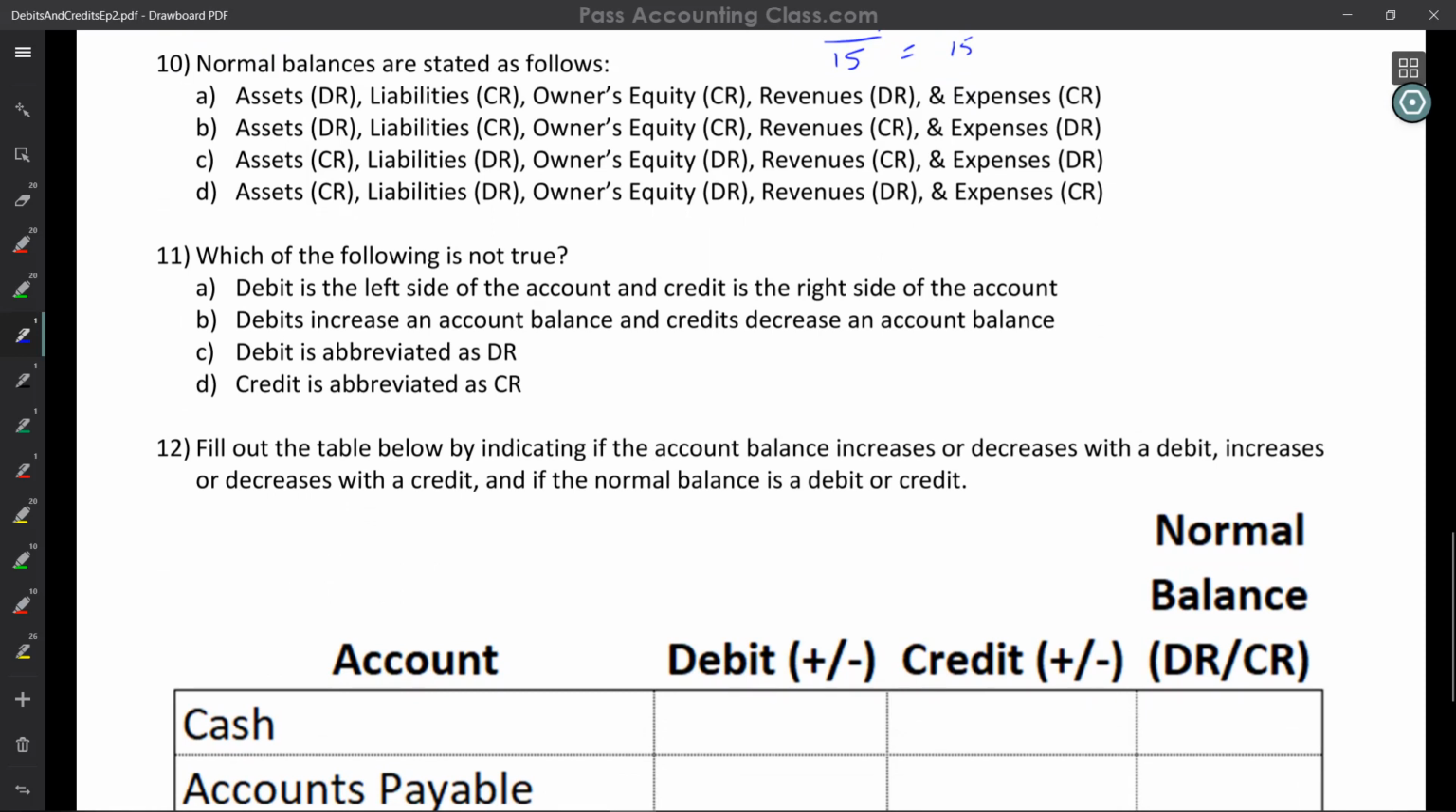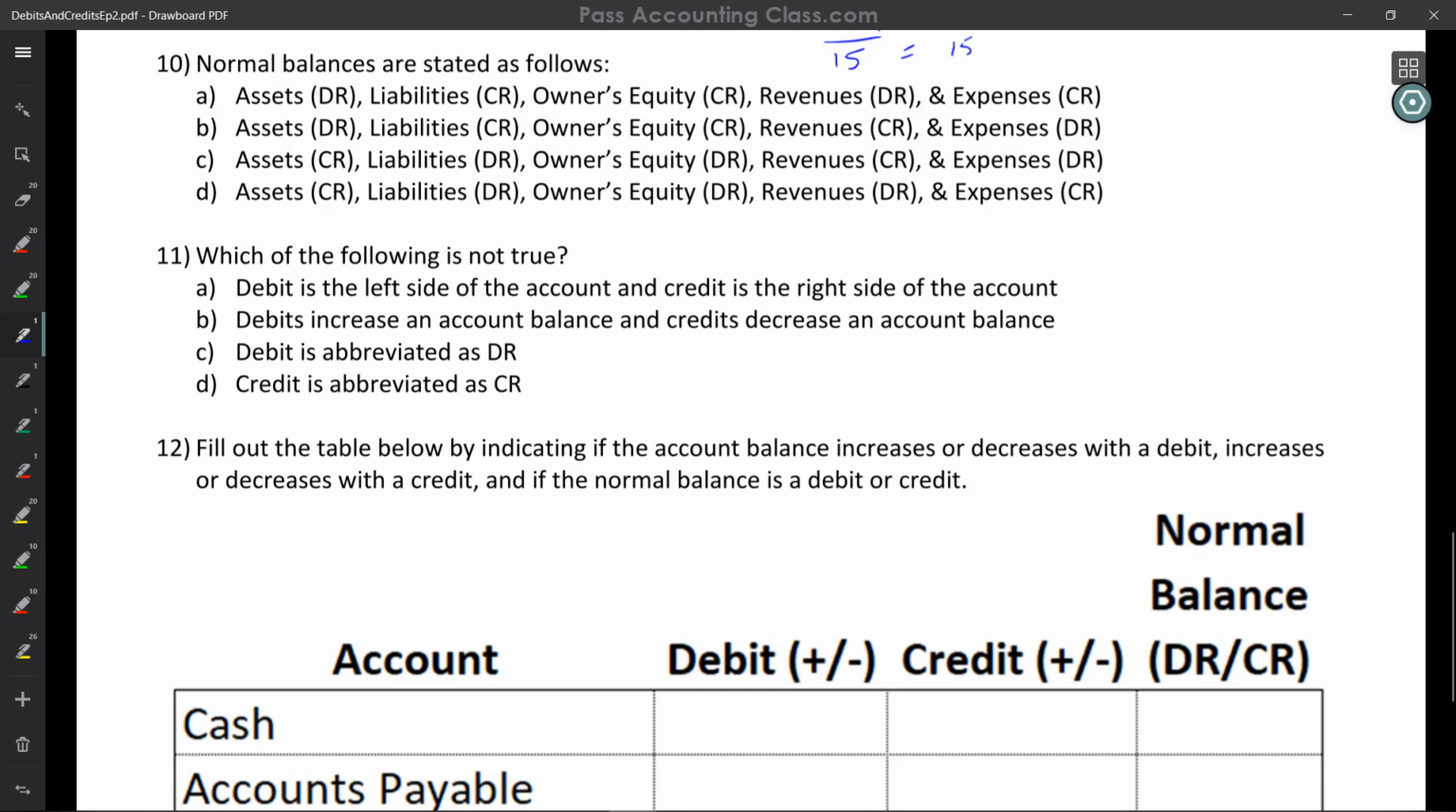Okay, the next question states, normal balances are stated as follows. Assets debit, liabilities credit, owner's equity credit, revenues debit, and expenses credit. Assets debit, liabilities credit, owner's equity credit, revenues credit, and expenses debit. Or assets credit, liabilities debit, owner's equity debit, revenues credit, and expenses debit, or assets credit, liabilities debit, owner's equity debit, revenues debit, and expenses credit.